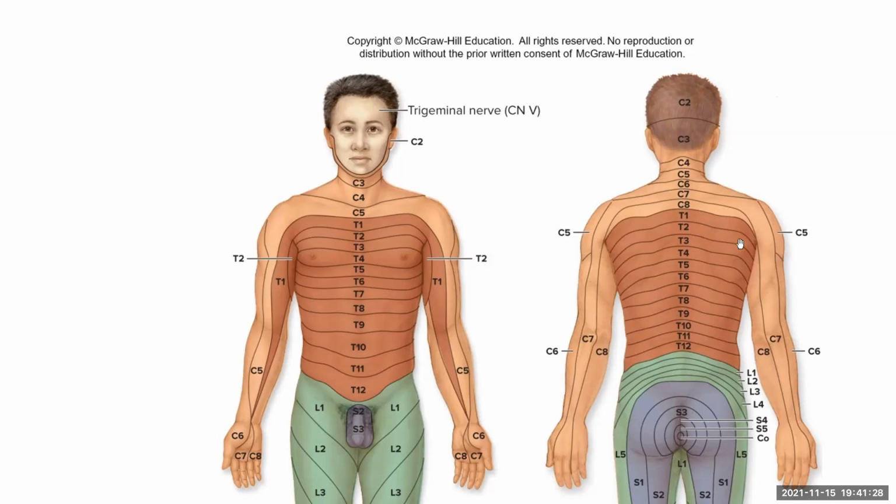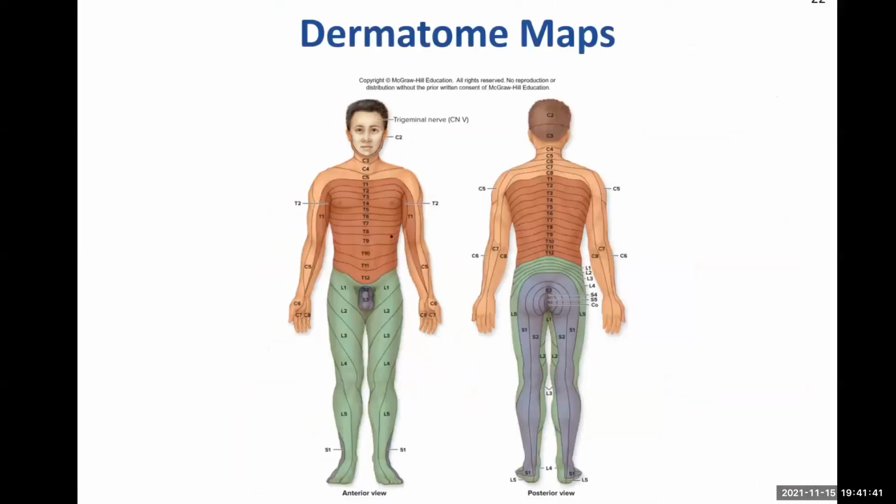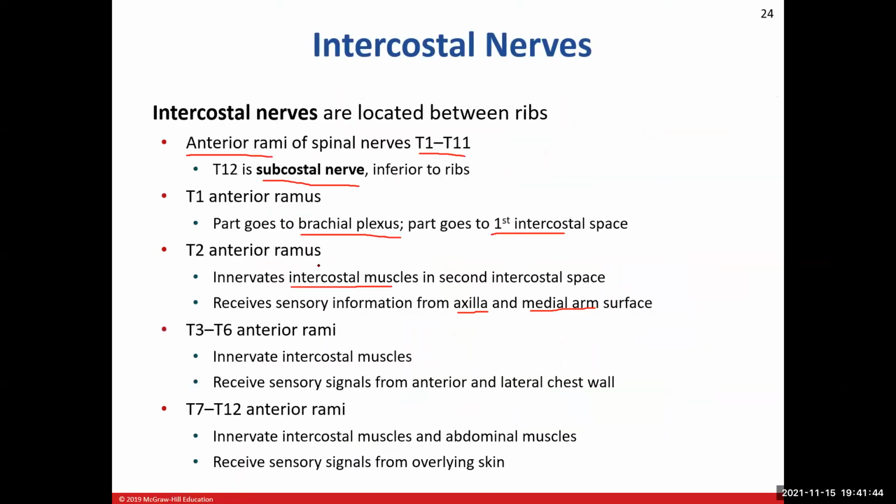Did I say the deep ramus? Excuse me. The posterior or dorsal ramus will supply the back, whereas the anterior rami are going to supply the lateral portion of your trunk, and then the anterior portion up here in the front. So it's a little bit easier when we're talking about the dermatomes for the thoracic region.